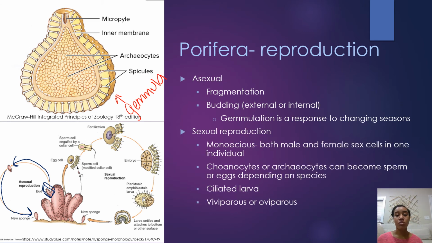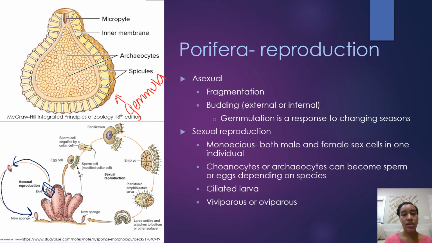And then we also have sexual reproduction. So sexual reproduction can occur through gametes from two different sponges, so two different organisms that are kind of near each other, or it can be through a monoecious method. And so the monoecious method is when the sperm and egg both originate from the same individual. And in this case, we'll follow this. So the choanocytes or the archaeocytes can become sperm and egg depending on the species.